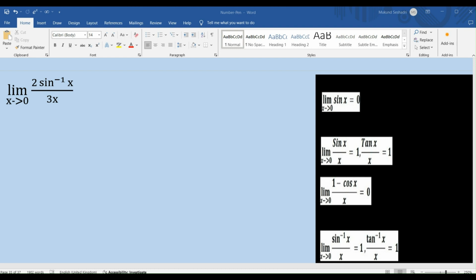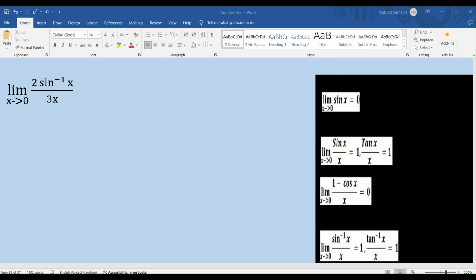So we have the problem on our screen today. Limit x tending to 0, 2 sine inverse of x by 3x, right? And like we saw in our previous videos, I have the formulas required on our right of the screen. So x tending to 0, we have 2 sine inverse of x divided by 3x, right? Looks like this is a very simple direct application of the formula.